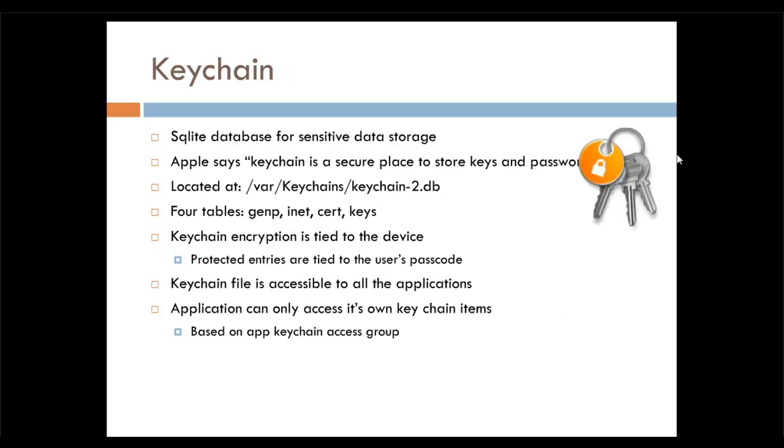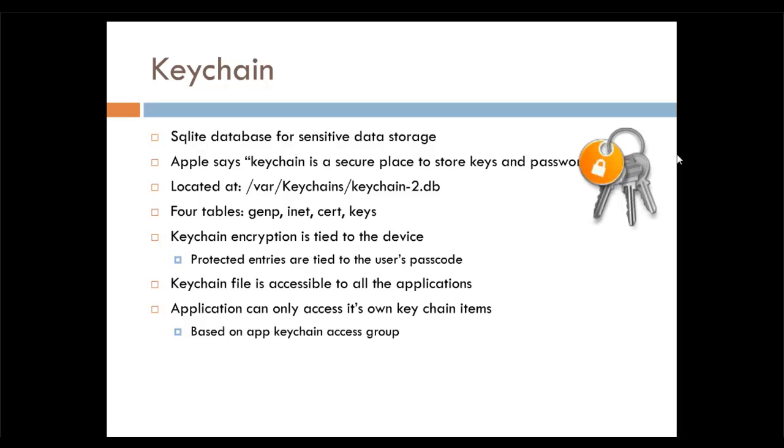And another place is keychain. Again, Apple says keychain is a secure place to store the username and password. It is located in the keychains folder on the iPhone. It basically contains 4 tables: generic passwords, internet passwords, certificates, and keys.